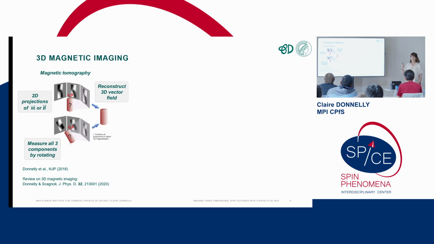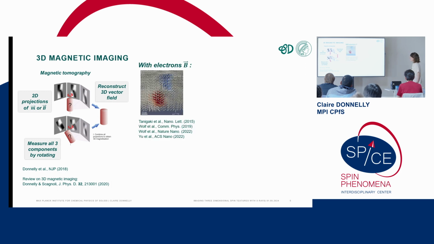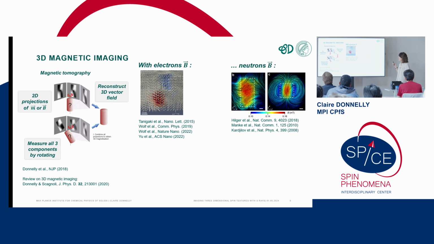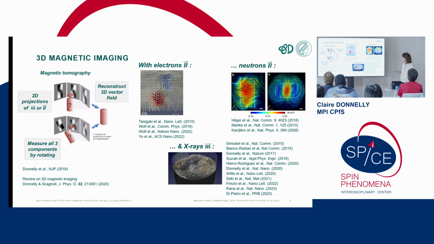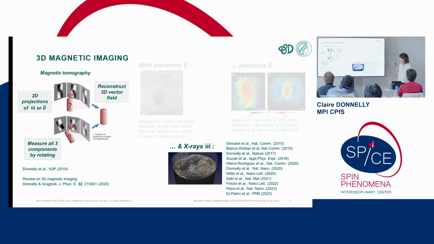Now, this can be done with a number of different probes. We've already seen very nice results in the previous talk that with electrons we can do high spatial resolution imaging of B. You may not all be aware that this is also possible with neutrons, however on much larger scales, so not so relevant to our nanomagnetism. And of course, we also have the case of X-rays, where again, we're probing M directly. And it's the X-rays that I'm going to be talking to you about in this talk.